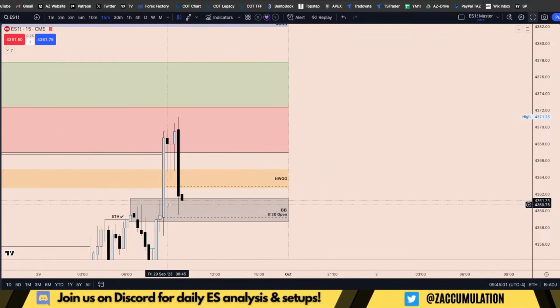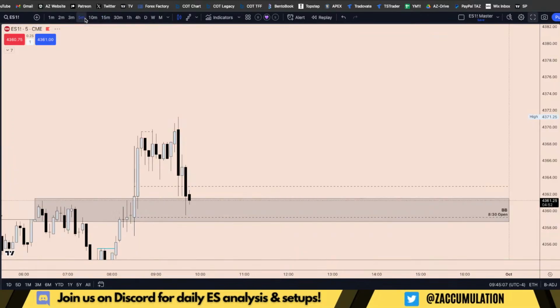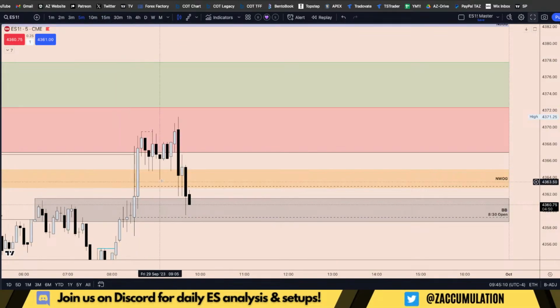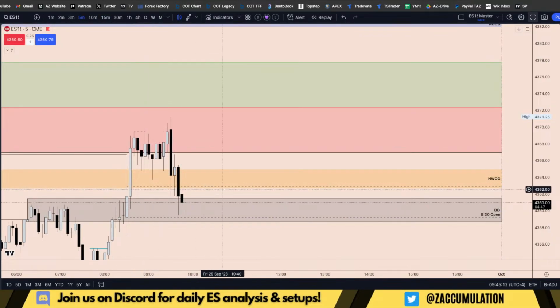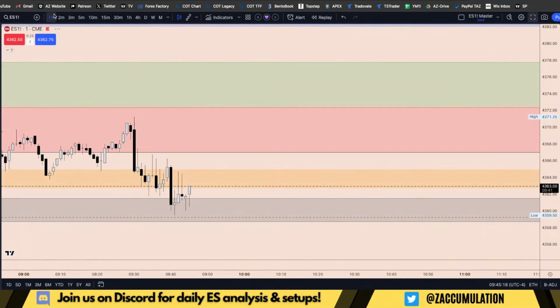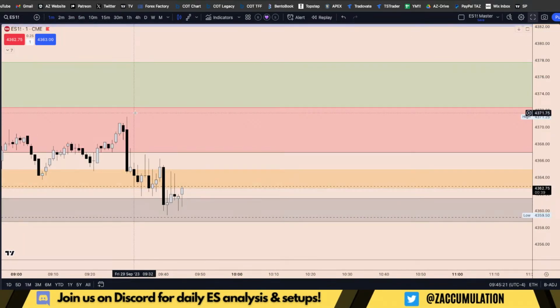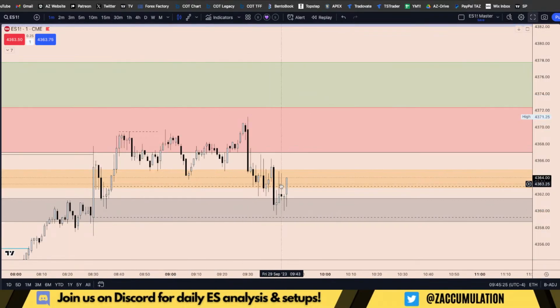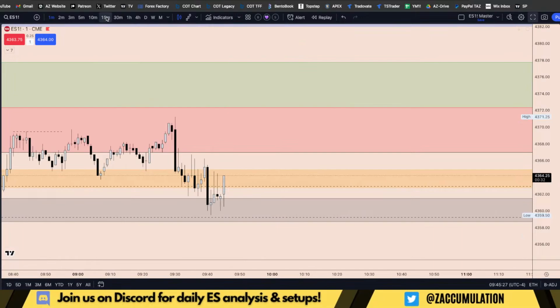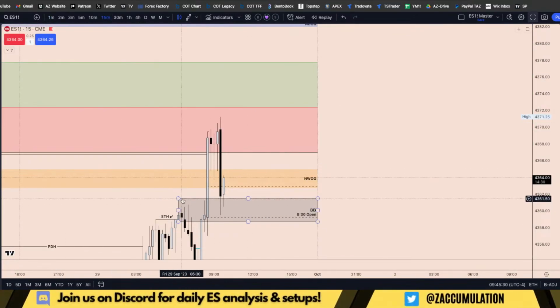And we kept on holding that 15. We have a 15-minute structure break as well right now. So if we go to the 5, we have a 5-minute confirmed break in structure at the high of the day. We have a bearish fair value gap. We retested the breaker block for the unicorn model.